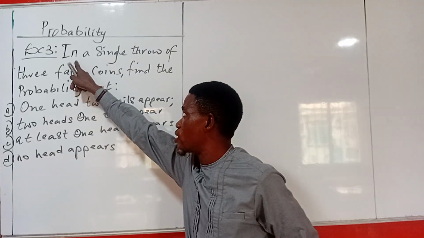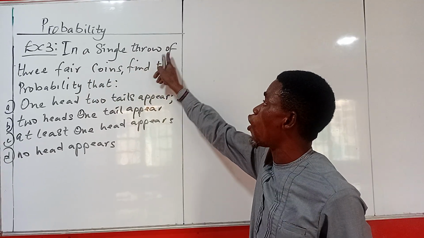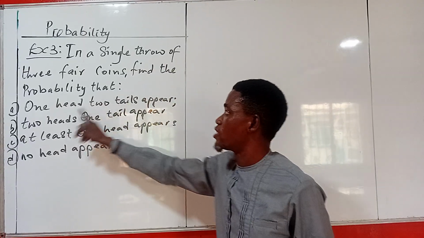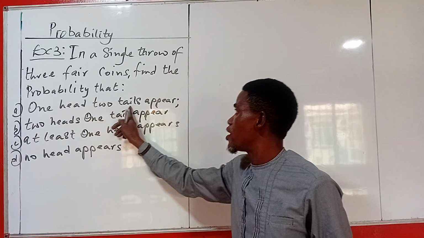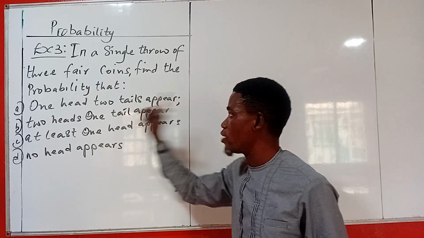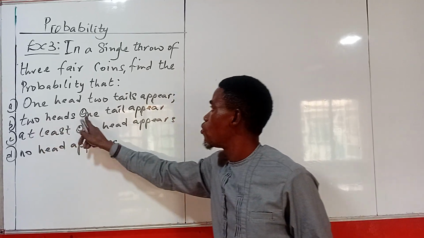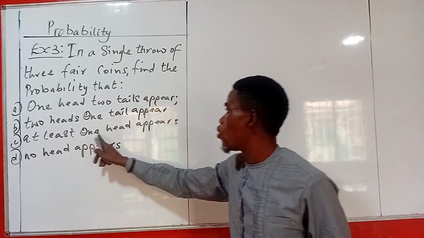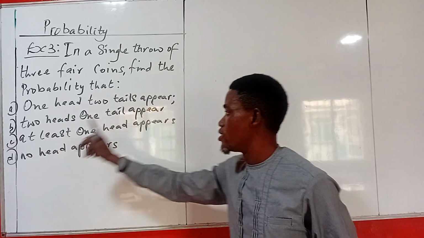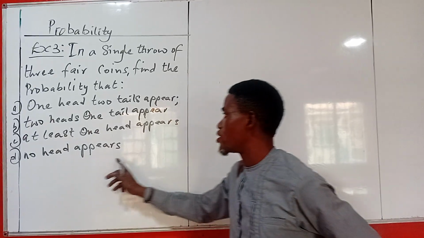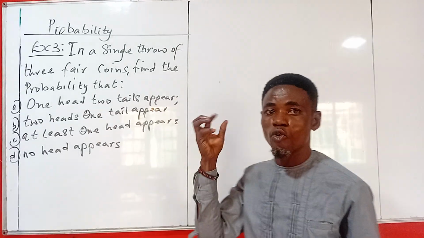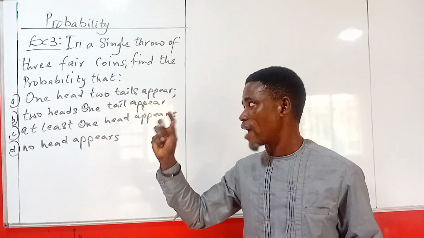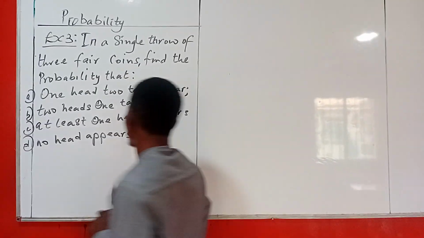Now, let's look at the question. In a single throw of 3 fair coins, find the probability that: A, 1 head, 2 tails appear; B, 2 heads, 1 tail appear; C, at least 1 head appears; D, no head appears. So in this case, we have 3 coins, and we throw them at once. So what are we going to have?